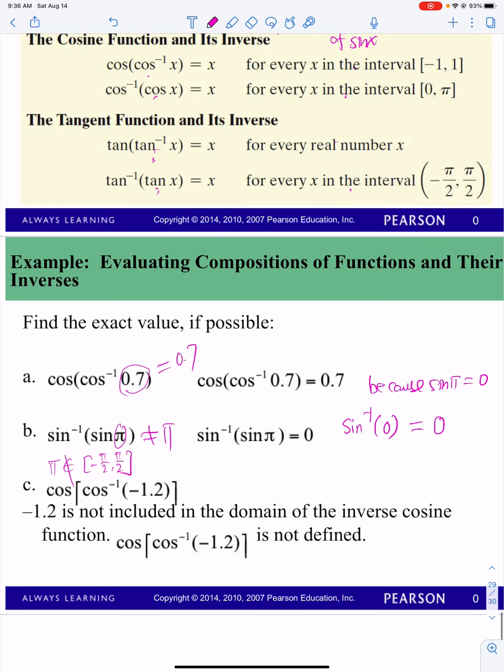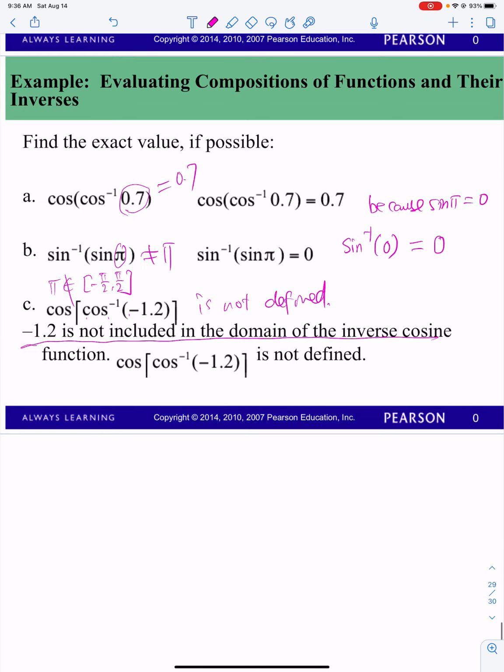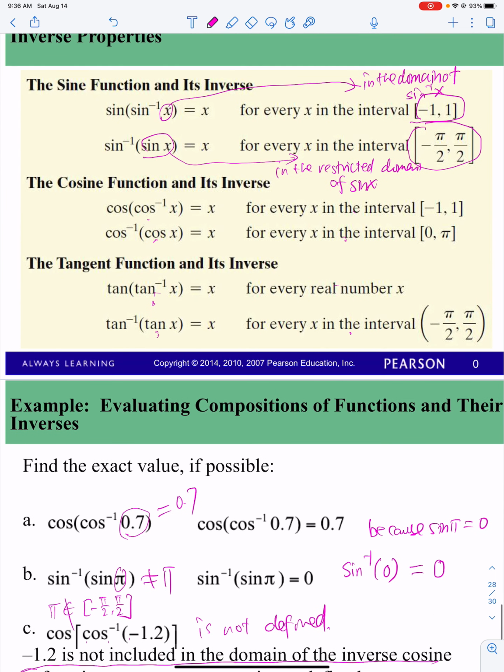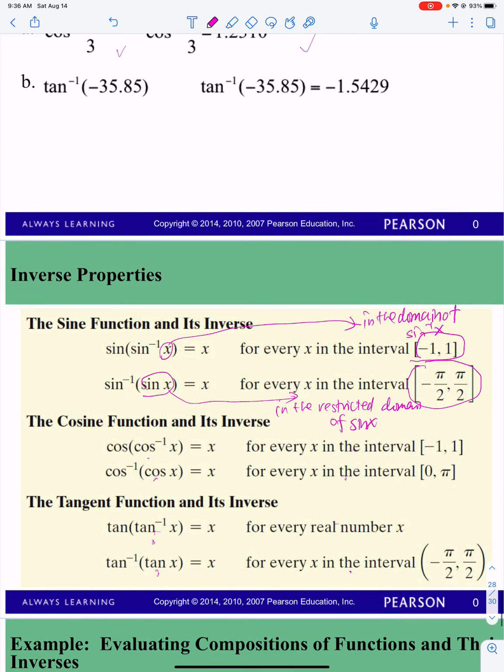Okay. So what is cosine inverse of -1.2? -1.2 is not included, so this is not even defined. Okay, so these are the tricky ones. That's the end of this section.